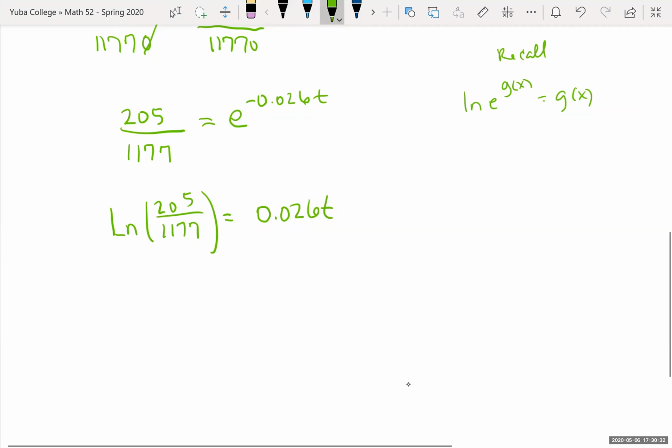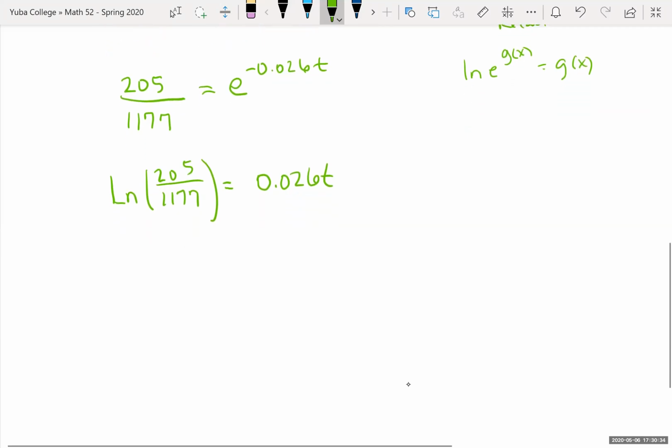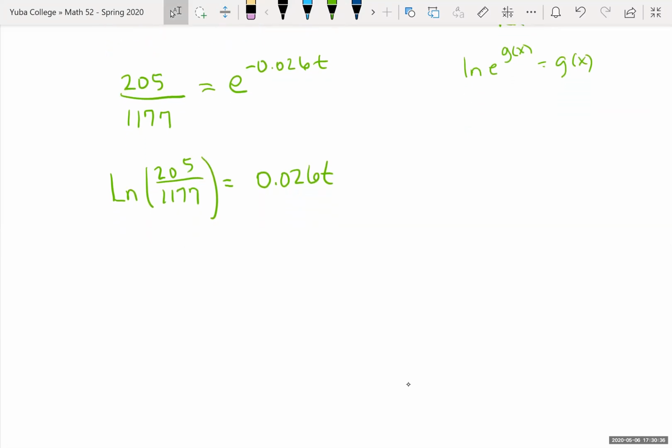Okay, and so we're almost there. We just got to get t by itself. We can divide both sides by 0.026. And so t is equal to the natural log of this 205 divided by 1,177. That number all divided by 0.026.